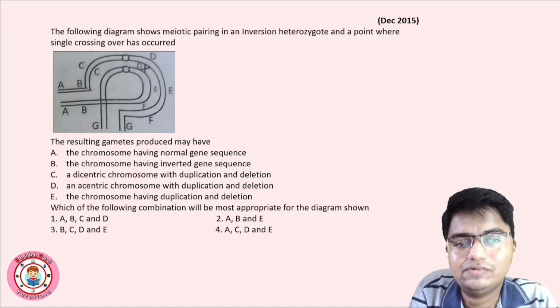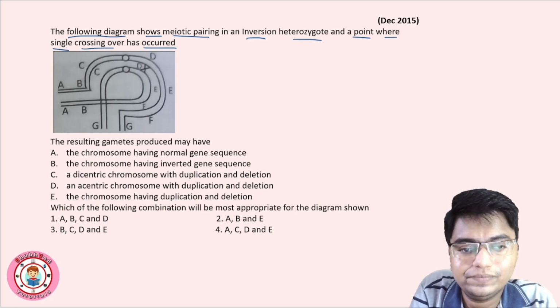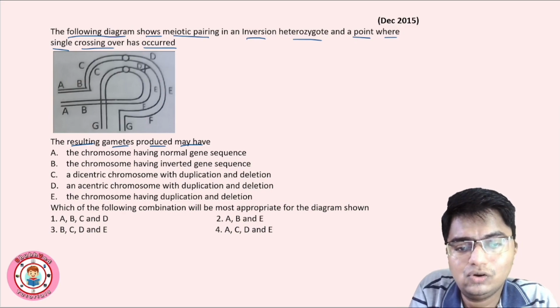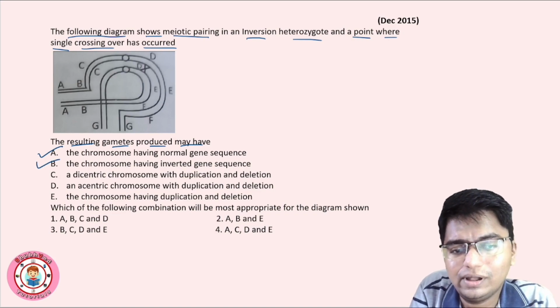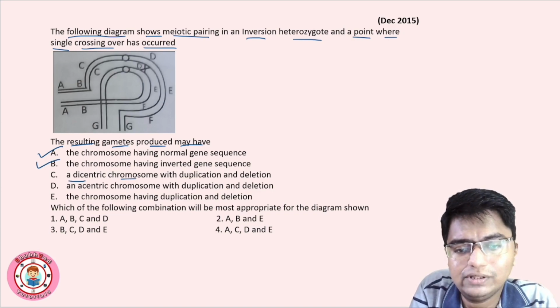Next question. The following diagram shows meiotic pairing in an inversion heterozygote and a point where single crossing over has occurred. The resulting gametes produced may have the chromosome having normal gene sequence, the chromosome having inverted gene sequence. Yes, these are correct, both will be there. A dicentric chromosome with a duplication and deletion, and a centric chromosome with duplication and deletion, the chromosome having duplication and deletion.